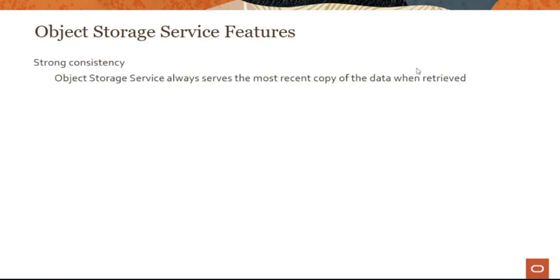Now, what are some of the key features of the OCI object storage service? The first one is this concept of strong consistency. Strong consistency means that the object storage service always serves the most recent copy of the data when retrieved. So what happens is, if you write data and then you update that data, sometimes with other services, there's a concept called eventual consistency.